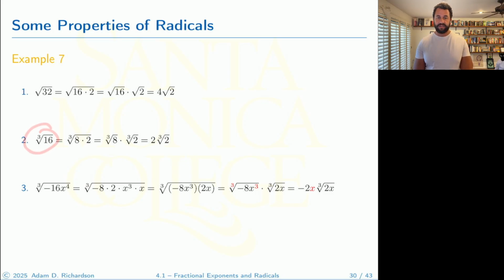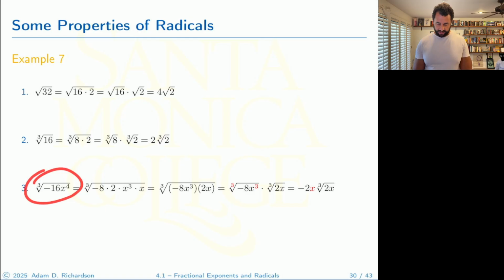Cube root of 16, we can pull out perfect cubes. So 16 is 8 times 2. Properties of radicals say we can rewrite this as cube root of 8 times cube root of 2. The cube root of 8 is equal to 2. And then we're left with 2 times the cube root of 2.